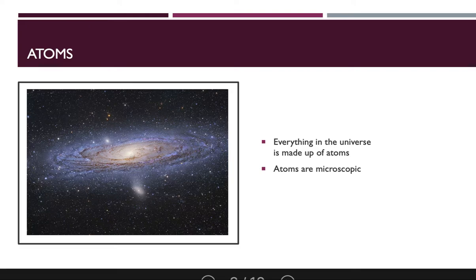Atoms are also microscopic, which means that they're so tiny you can't see them with your own eyes. Because of this, even in a grain of salt, there are so many atoms that it's almost impossible to count. That's crazy to think about.